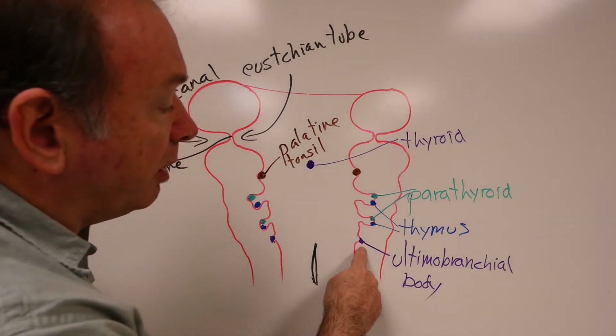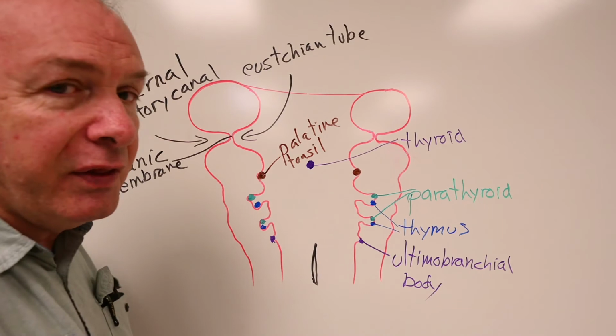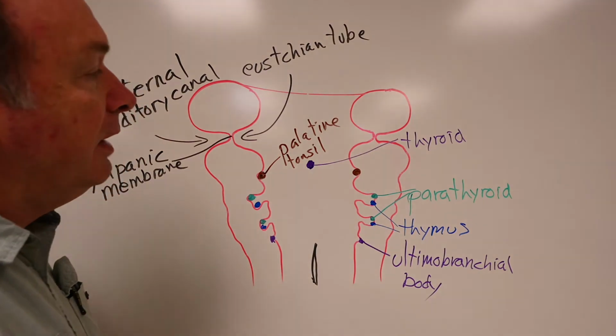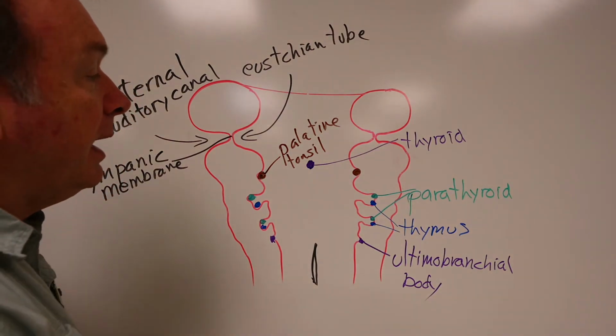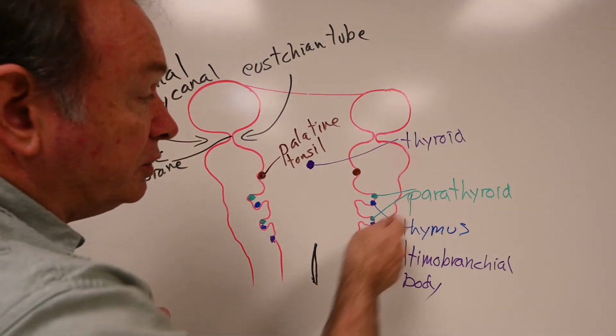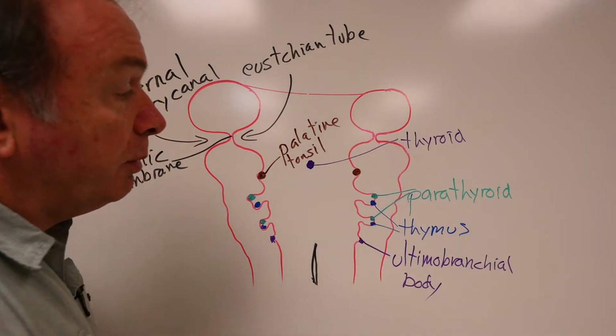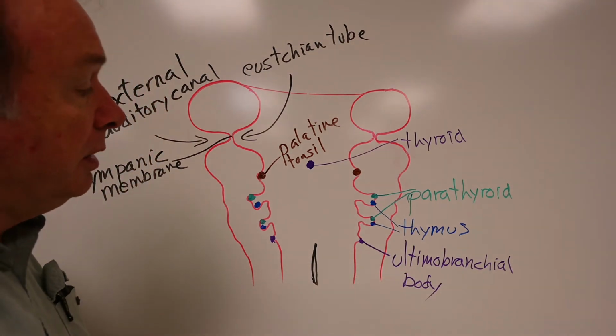The ultimobranchial body, as I mentioned earlier, those tissues end up embedded in the thyroid gland, mixed in there in the thyroid gland in humans, and become calcitonin producing cells. Parathyroid tissues produce parathyroid hormone. Ultimobranchial tissues produce calcitonin.